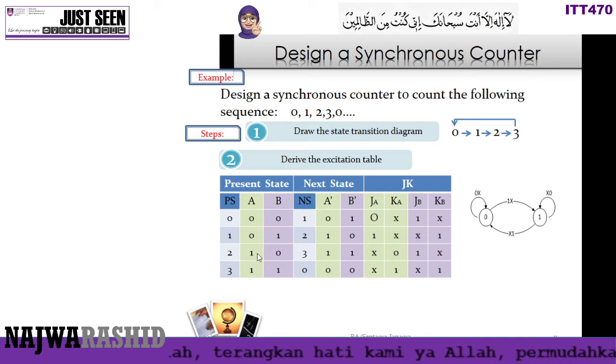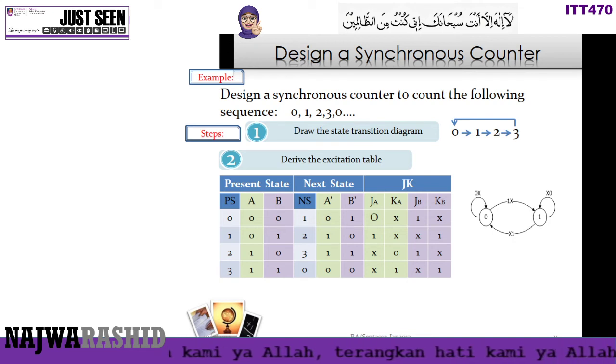Next, A, you have 1. A prime, you have 1. So that means 1 to 1, so you put x0. Okay, next, A is 1, A prime is 0. So 1 to 0, you put x1. x1 here. Okay, done for your JA and KA.